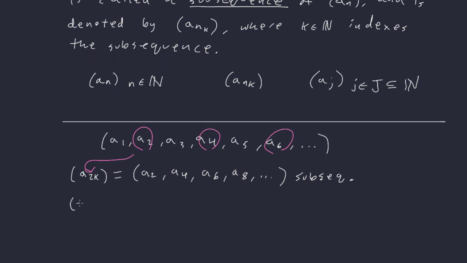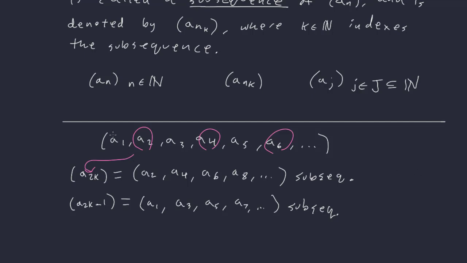Okay. Then if we did A sub 2k minus 1, this will give us the odd terms. So we'd get A1, A3, A5, A7. Okay, this is also a subsequence.